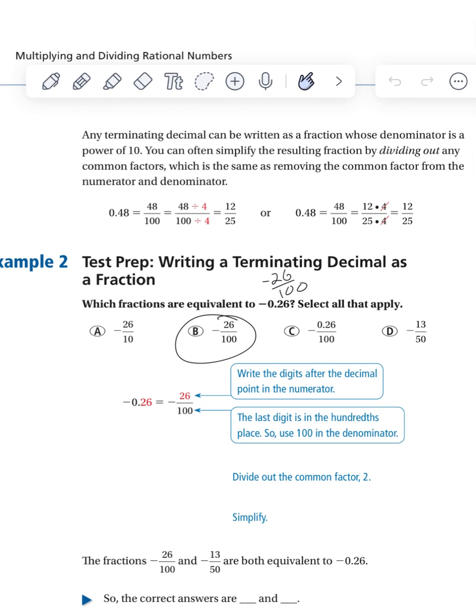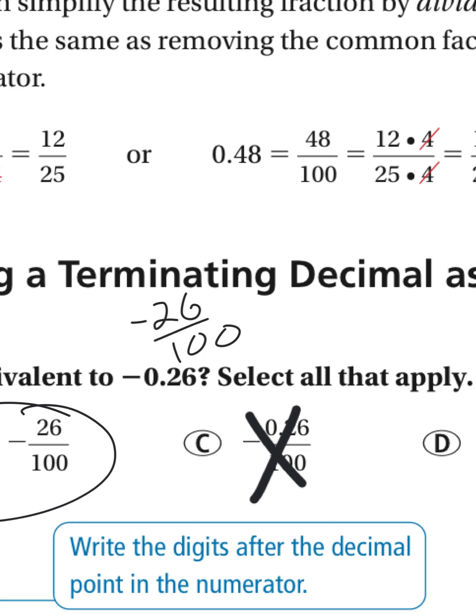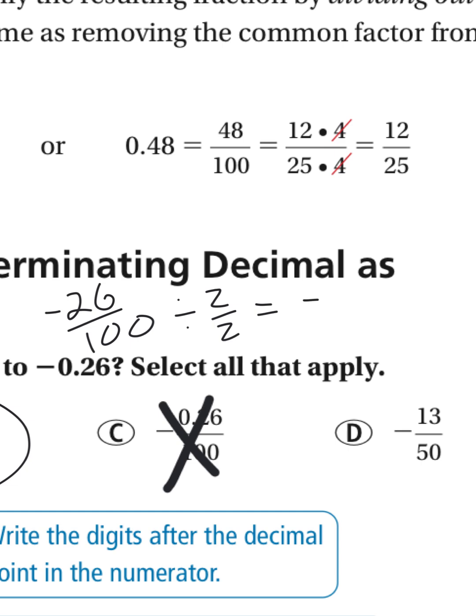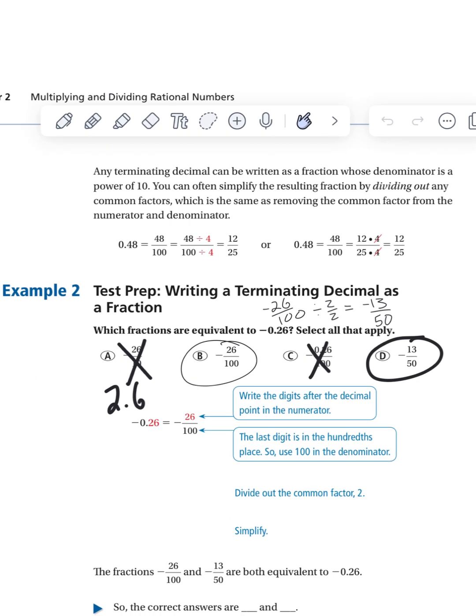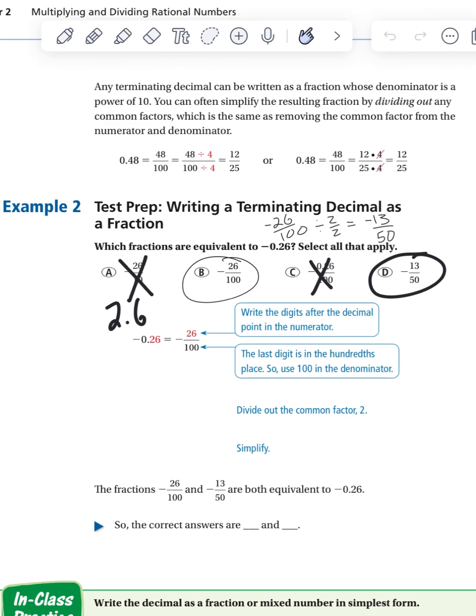However, it says select all that apply. So 26 over 100 is not equal to 26 over 10. 26 over 10 would actually be like 2.6. So not the same. And then 0.26 over 100, we know we can't have a decimal in a fraction, so it's not that one. If I simplify 26 over 100, notice they're both even, so I can simplify this by 2. 26 divided by 2 is 13, and 100 divided by 2 is 50. So negative 13 over 50 is equivalent to negative 26 hundredths. So both are equivalent to negative 0.26.